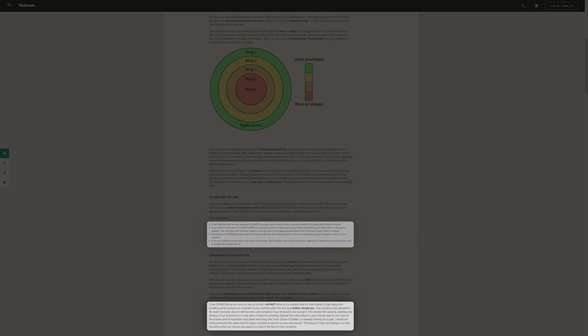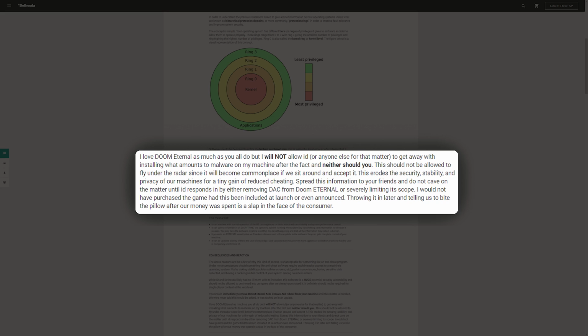of your machine. And they continue to state at the end of their post, "I love Doom Eternal as much as you all do, but I will not allow it, or anyone else for that matter, to get away with installing what amounts to malware on my machine after the fact, and neither should you. This should not be allowed to fly under the radar, since it will become commonplace if we sit around and accept it. This erodes the security, stability, and privacy of our machines for a tiny gain of reduced cheating.